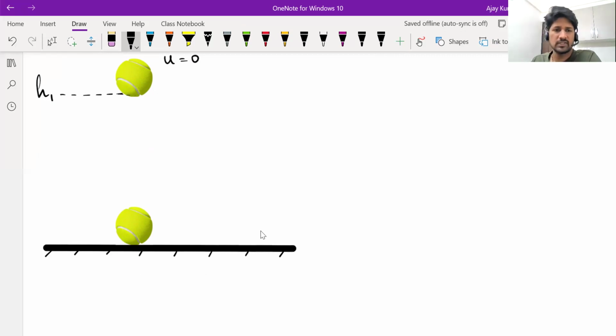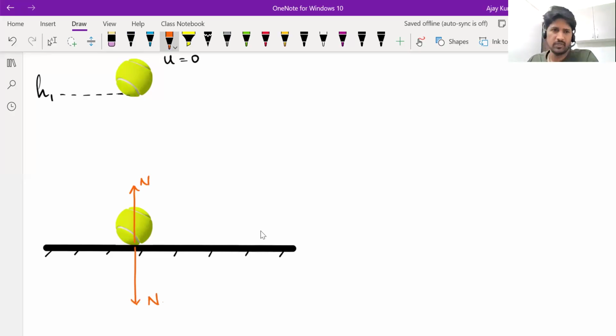Tell me, what force acts between the ball and the ground during the collision? What normal force will act? Correct. The ball will experience a normal force this way. And not just the ball, the ground will also experience the same amount of normal force in this direction.